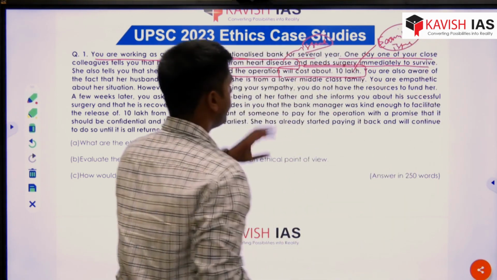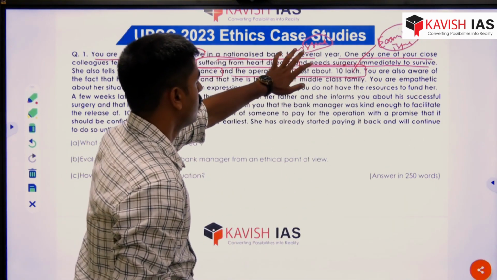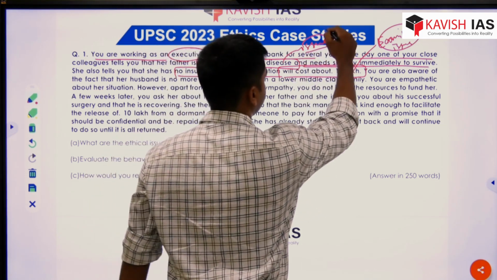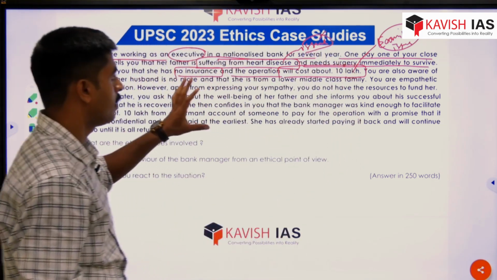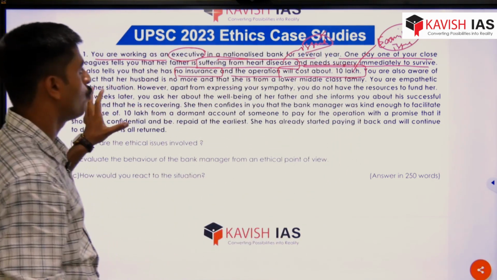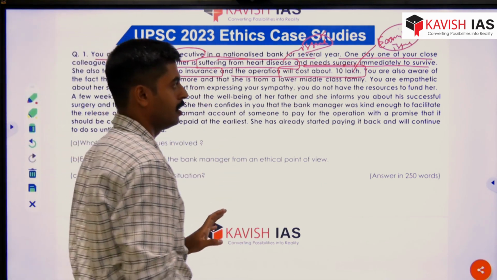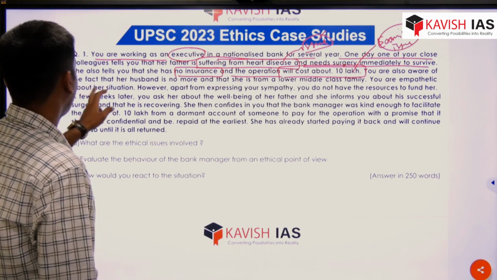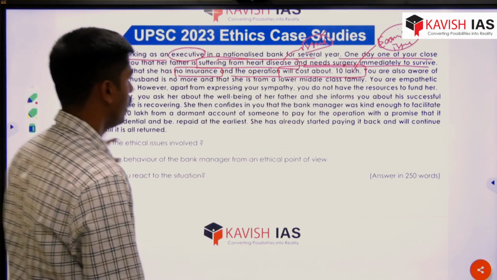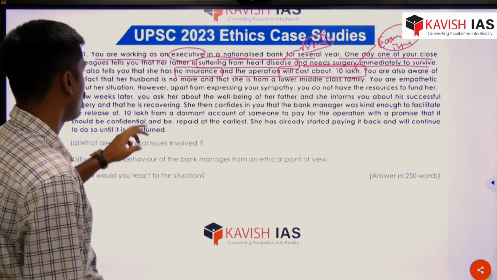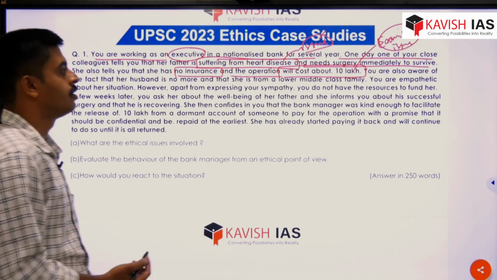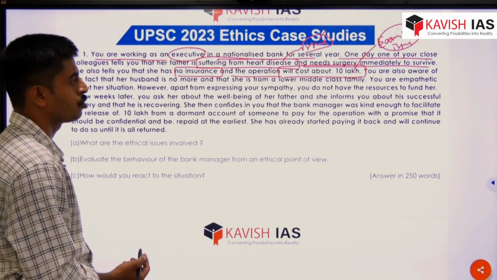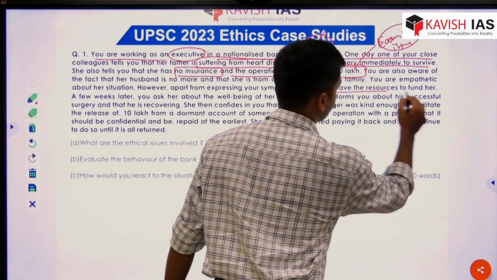So just keep writing all these pointers on the side so that you are able to figure out what aspects of the case study are being given. Then moving ahead, you are also aware that you are empathetic about her situation. However, apart from expressing your sympathy, you do not have the resources to fund her. So your limitations.